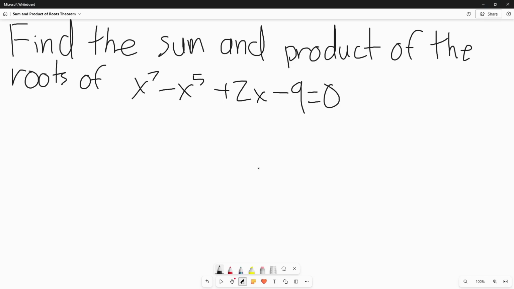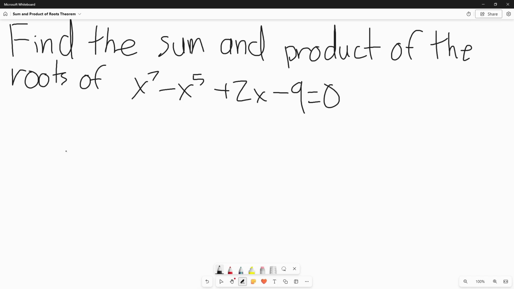Now, let's do another practice problem. This one asks us to find the sum and product of the roots of x to the power of 7 minus x to the power of 5 plus 2x minus 9 equals 0. We're missing some terms, such as x to the power of 4 or x to the power of 3, but we can still find the sum and product of the roots of an equation like this.